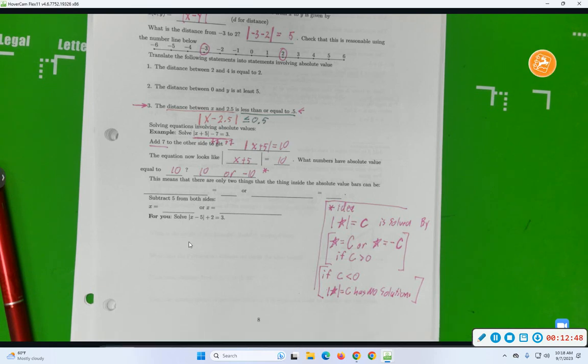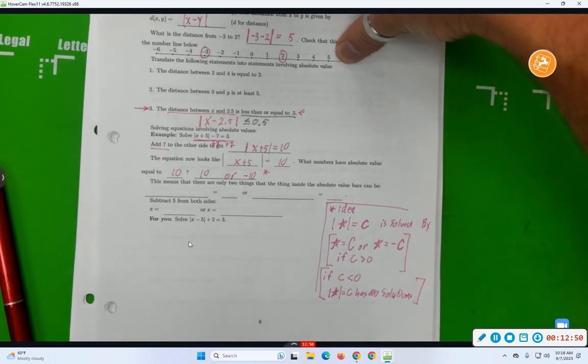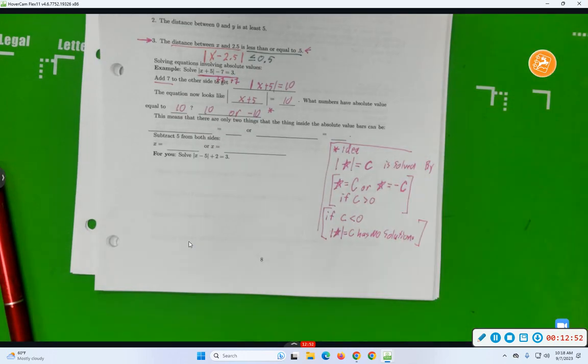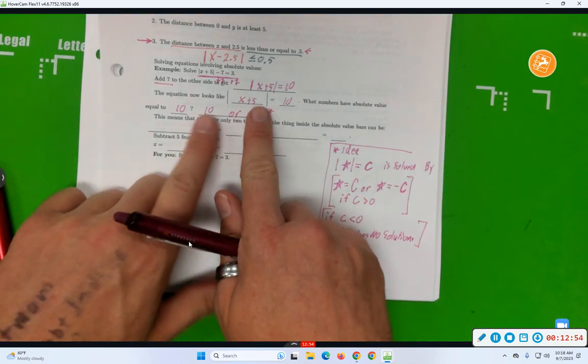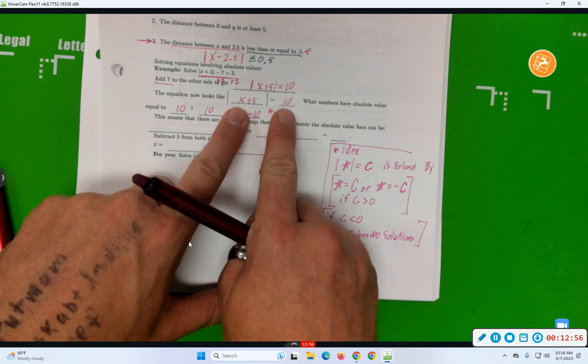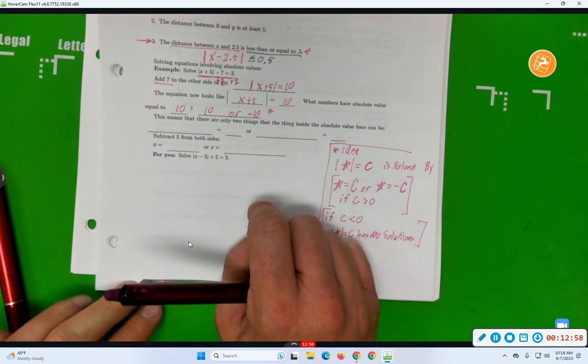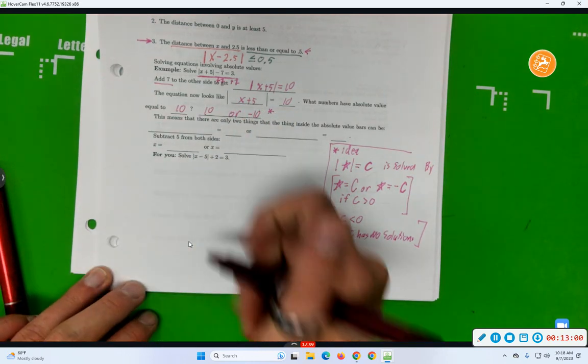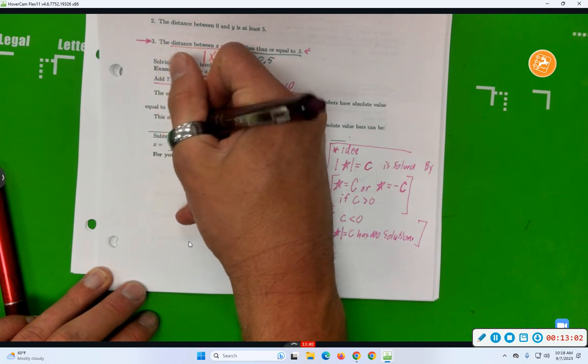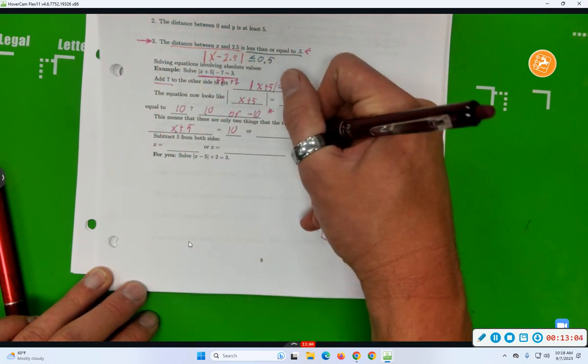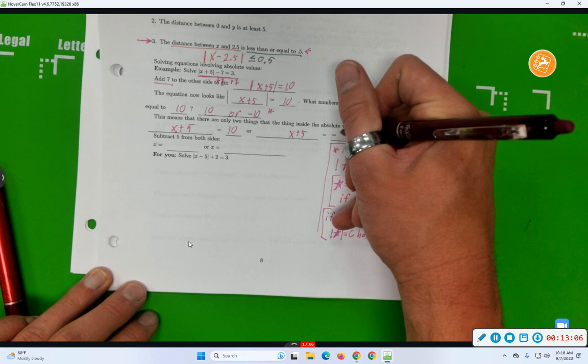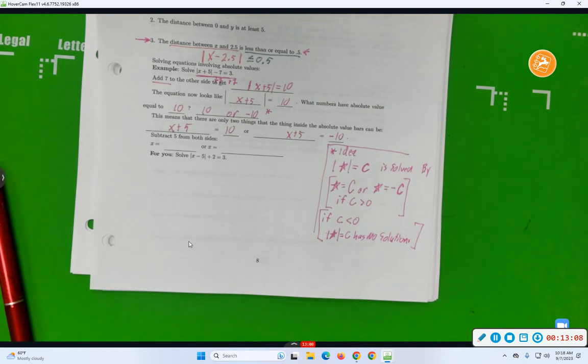Let's make that go smaller. All right, cool. So let's go back up here. So that means that absolute value of x plus 5 equals 10. The two things that could be in this absolute value are 10 or negative 10. That means you either have x plus 5 equals 10 or x plus 5 equals negative 10.